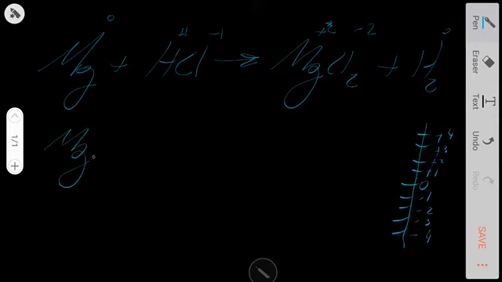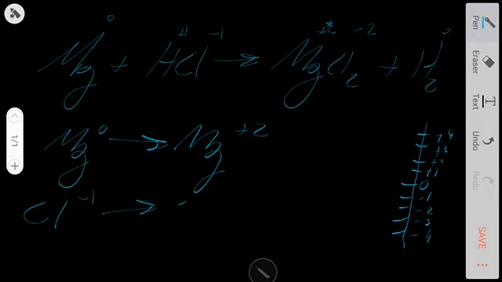So magnesium went from 0 to magnesium +2. Chlorine went from -1 to chlorine -1. Please do not say it went to -2. Each one is still Cl -1. You know what I'm saying? And then hydrogen went from +1 to 0. So magnesium went from 0 to +2. So if I went from 0 up to 2, that means it was oxidized.